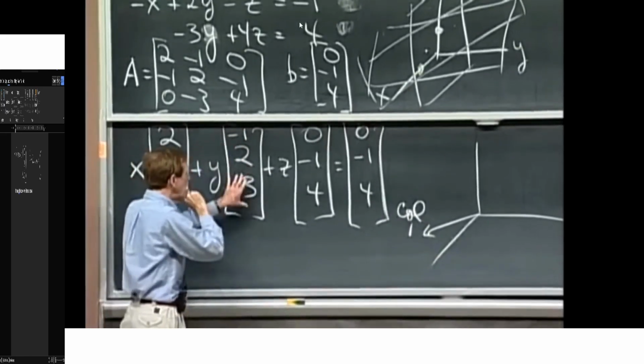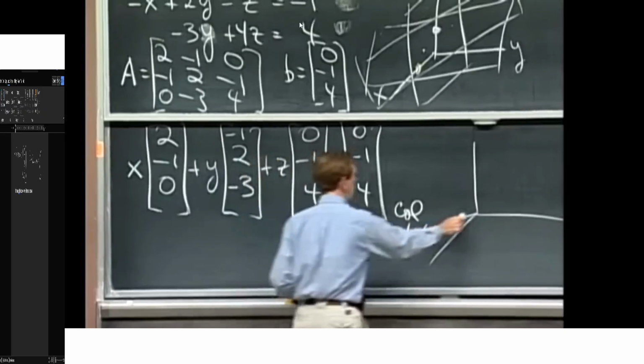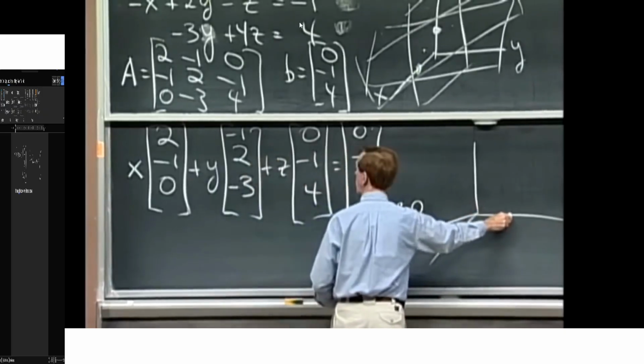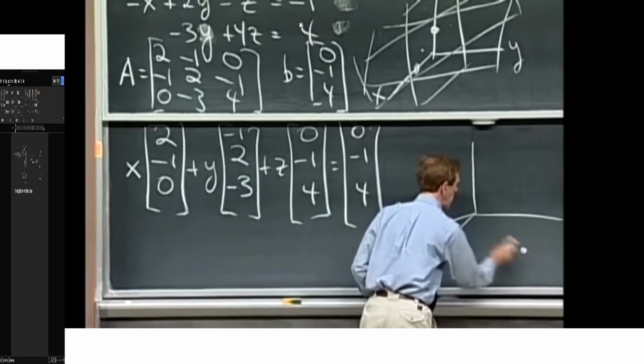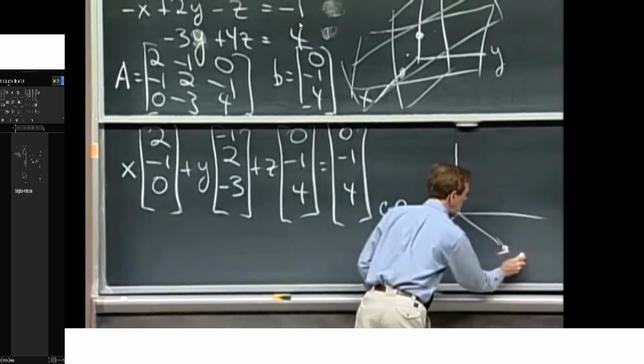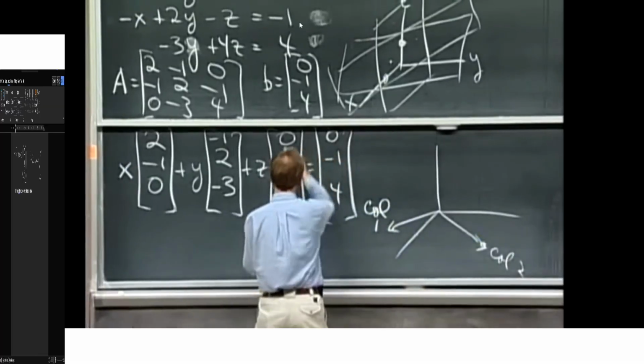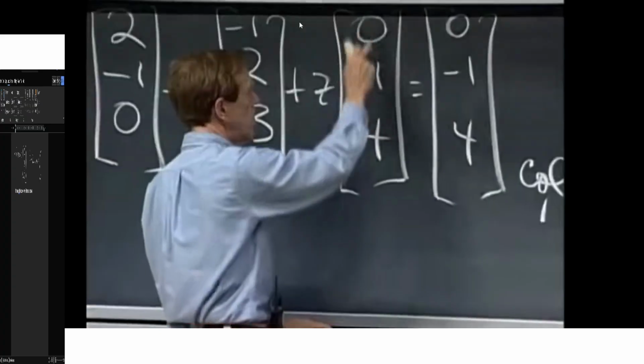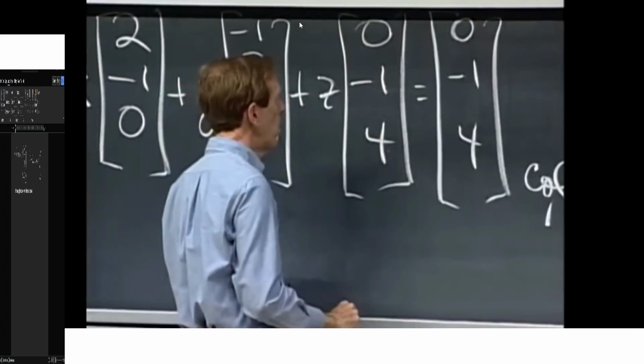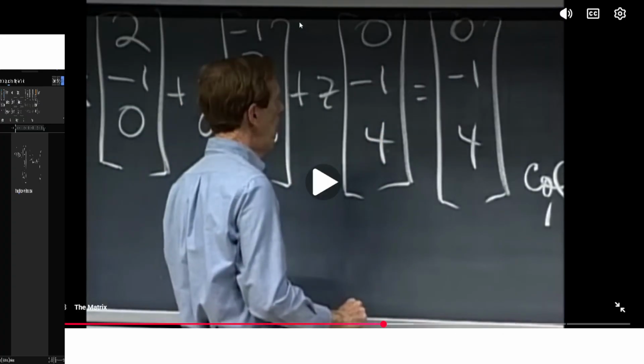Y, the second column has maybe a minus 1 and a 2 in the y's and minus 3's, somewhere there, possibly. Column 2. And the third column has no Z. No 0, minus 1, 4. I'm sorry, I mean, no 0.